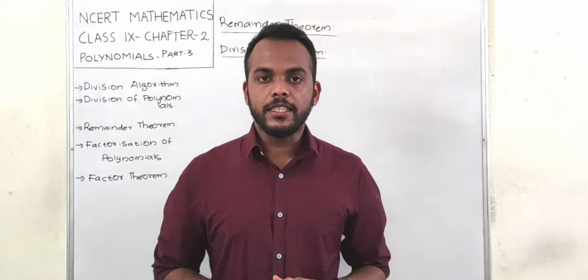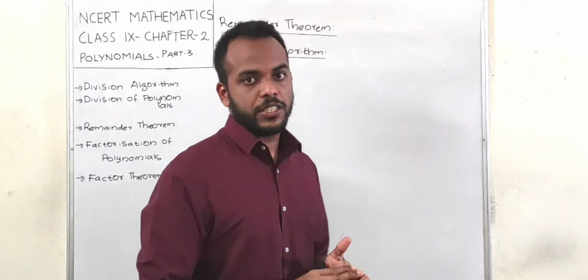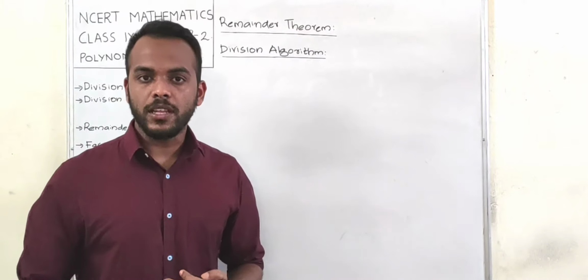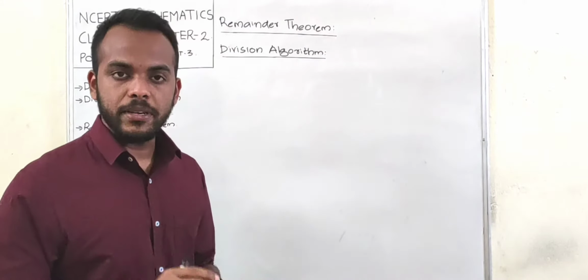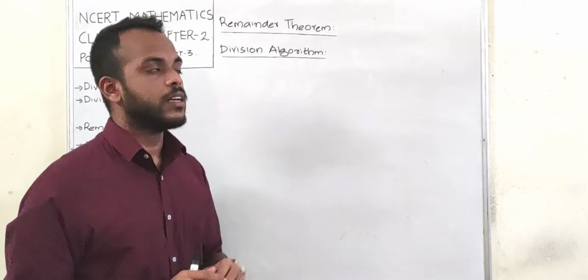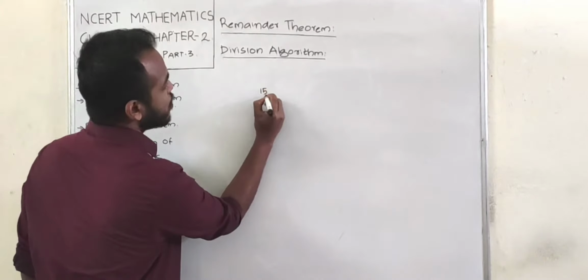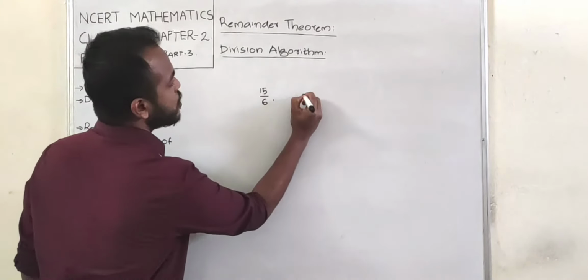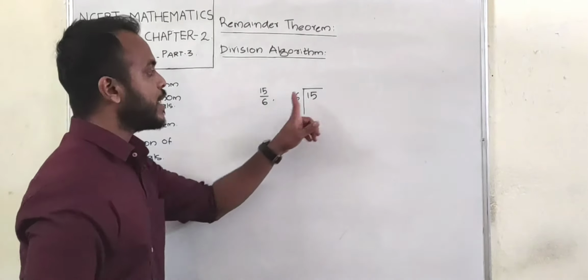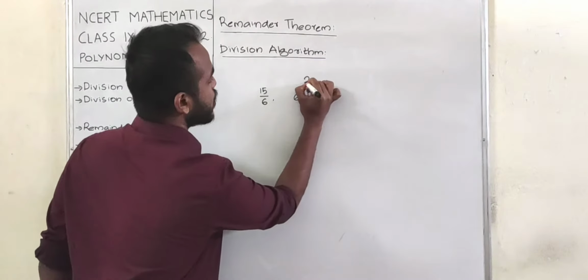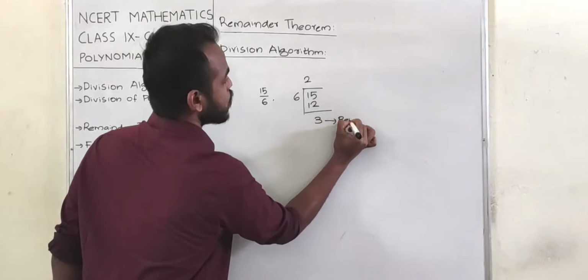To learn the remainder theorem, you need to have an idea about a few things. One of them is the division algorithm of numbers. The division algorithm of numbers is a simple thing that you have been learning since you learned division. For example, if you are asked to divide 15 by 6, you will do this process. You will divide 15 by 6. How many times is 6 in 15? Twice. So you will write 2 and you will get the remainder.